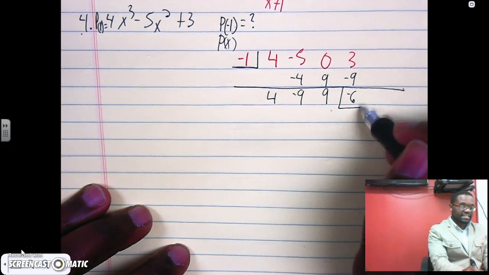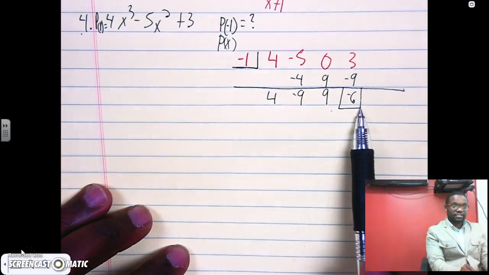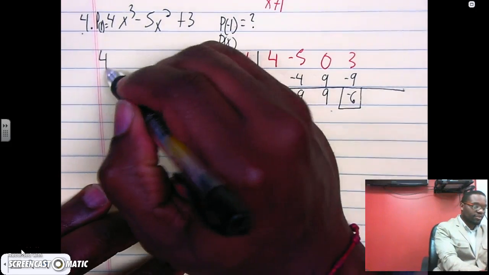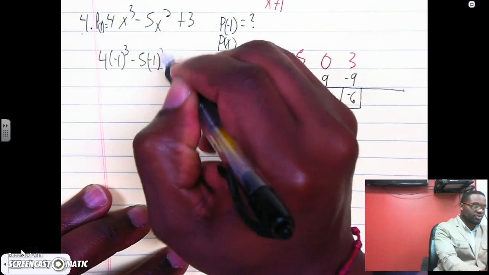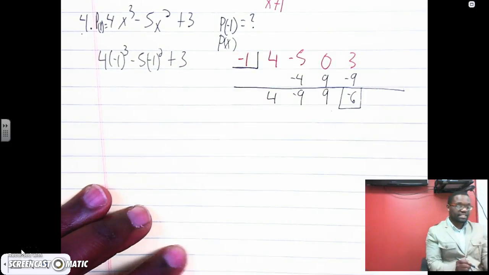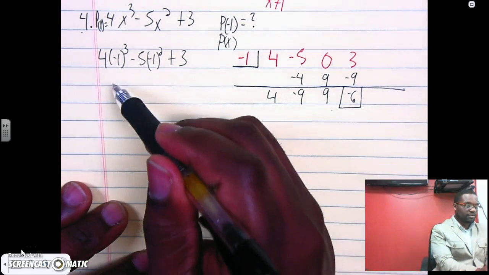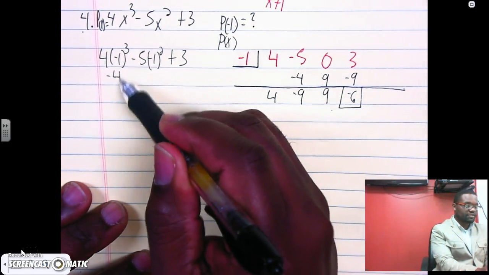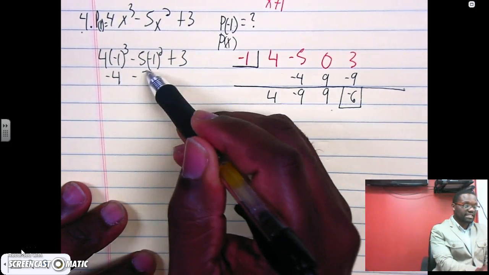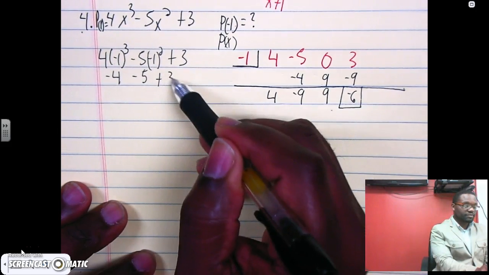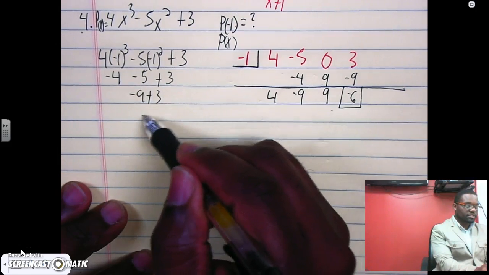So the idea is, if I take -1 and put it in here, I should get a -6. Let's see. 4 times -1 cubed minus 5 times -1 squared plus 3. Let's see if that equals a -6. And so -1 to the third power is just -1, so this becomes -4. -1 squared is +1, so that just stays -5 plus 3. That's -9 plus 3, which is -6.